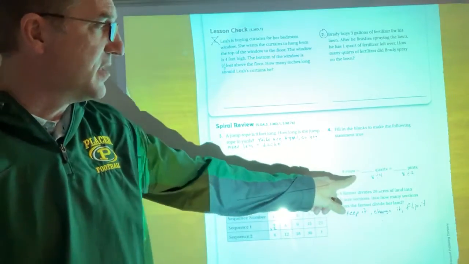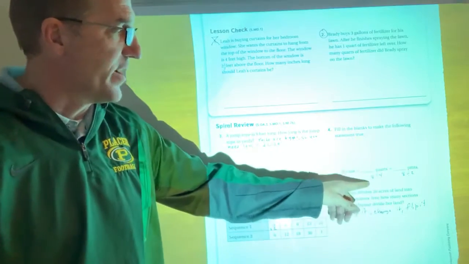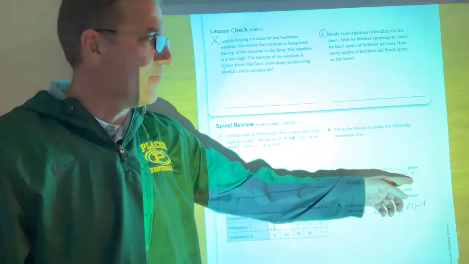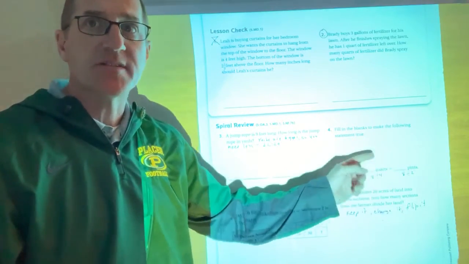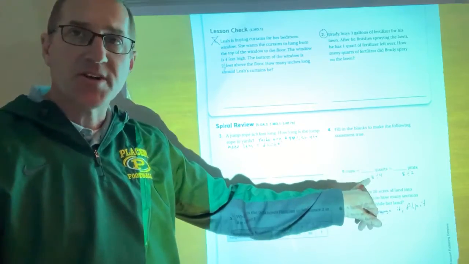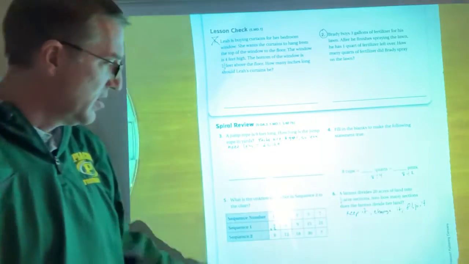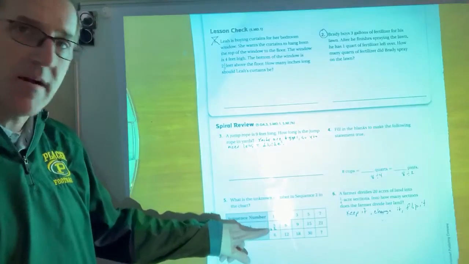Fill in the blanks. Cups to quarts to pints. It's weird because they put quarts first and then pints, and it should be pints first and then quarts, but right, just use my chart, divide by 4, divide by 2. Okay, what's the missing unit? I put in here times 2.